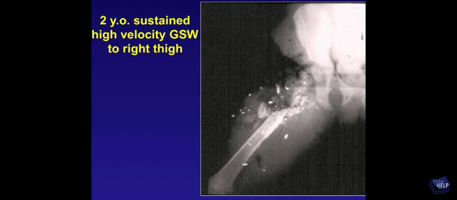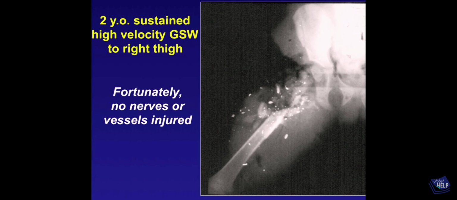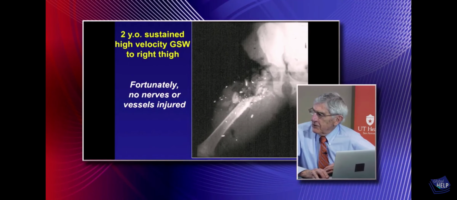This is a 2-year-old that had a high-velocity gunshot wound. Unfortunately, the nerves and vessels were not injured. So how are you going to treat this one? Well, unfortunately, there's a lot of bone loss there. Potential to shorten pretty significantly. So how are you going to prevent that shortening? You have to keep it to length. How are you going to do that?